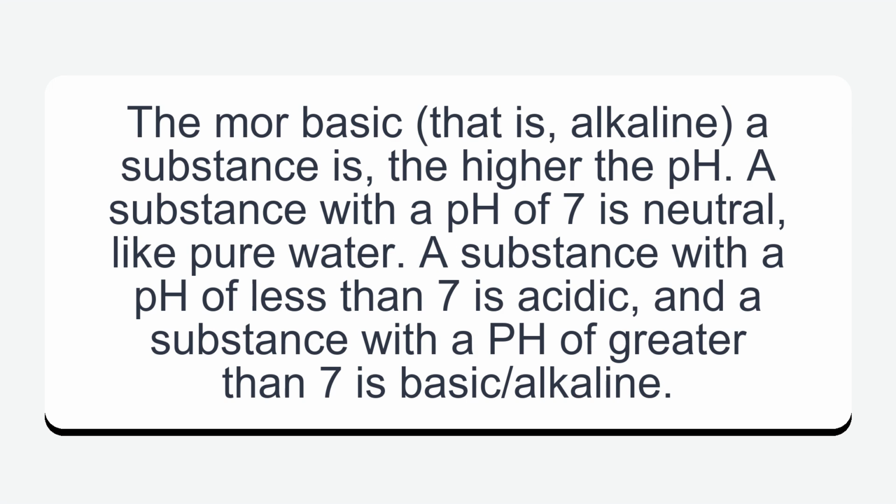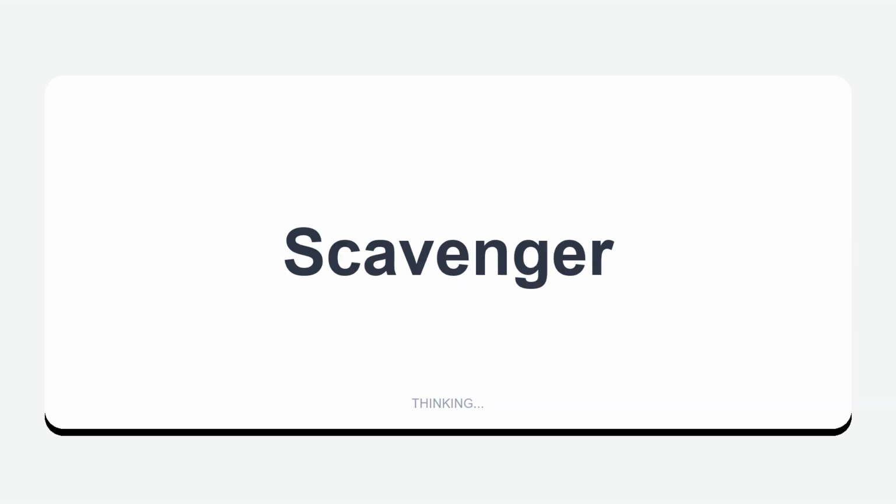Ammonia. The more basic, that is, alkaline, a substance is, the higher the pH. A substance with a pH of 7 is neutral, like pure water. A substance with a pH of less than 7 is acidic, and a substance with a pH of greater than 7 is basic or alkaline.